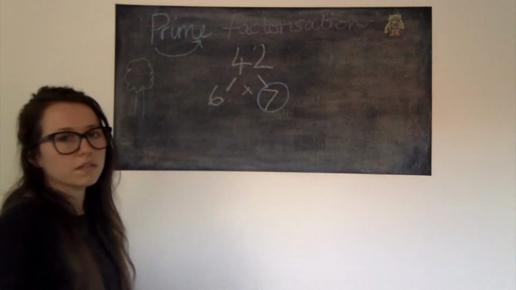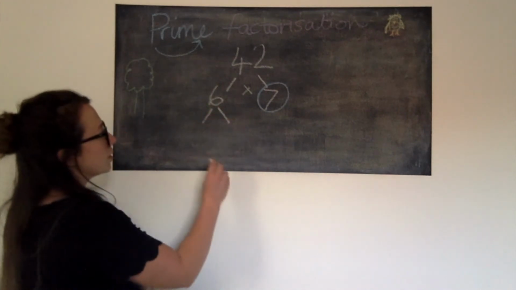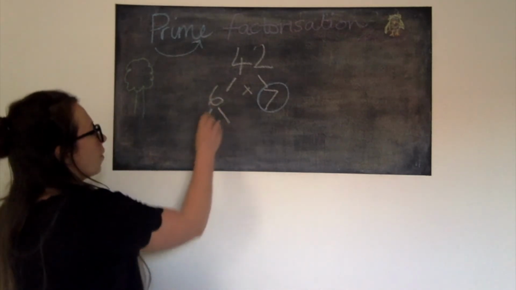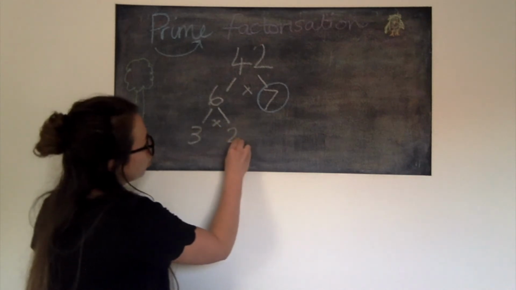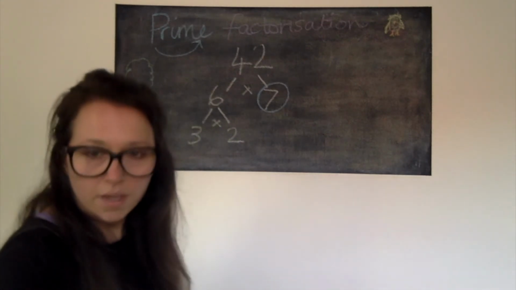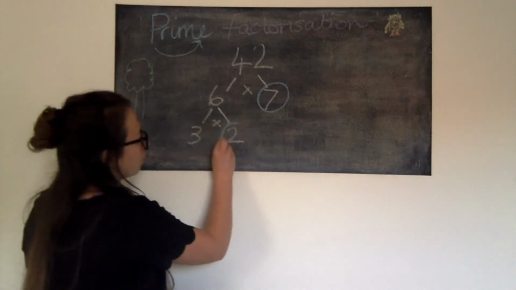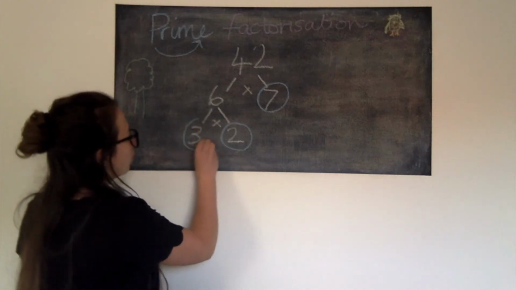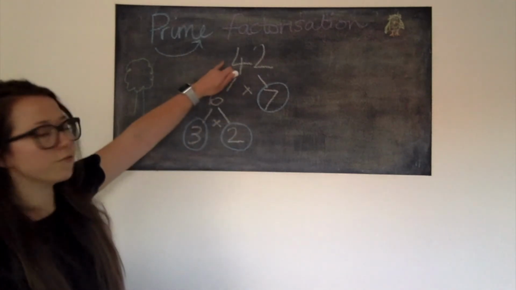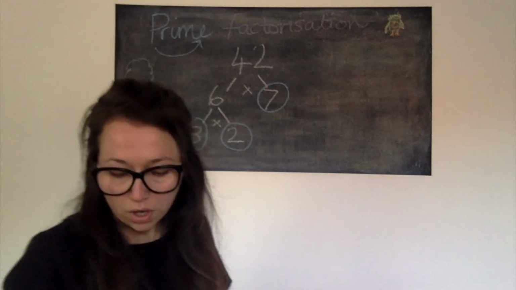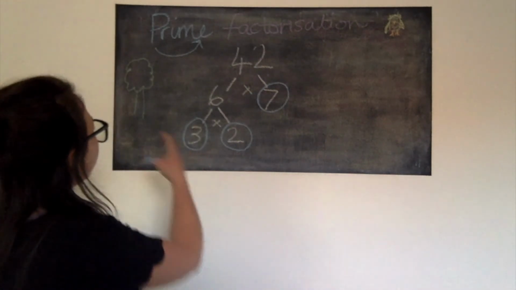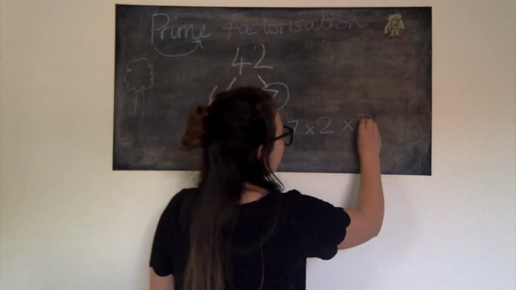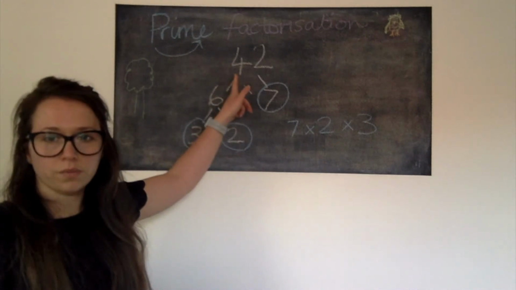Next, I go to 6. 2 numbers that times together in order to get 6. Remember, it is times together, not add. So I know that 3 times by 2 gives me 6. Then, again, I know 2 is a prime number, it's our special prime number because it's the only even one, and 3 is a prime number. So I have reduced 42 down as a product of prime numbers. So I would write that down as 7 times by 2 times by 3, and that will give me 42.